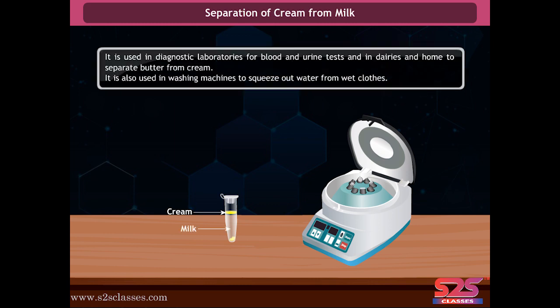It is used in diagnostic laboratories for blood and urine tests and in the dairies and homes to separate butter from cream. It is also used in washing machines to squeeze out water from wet clothes.